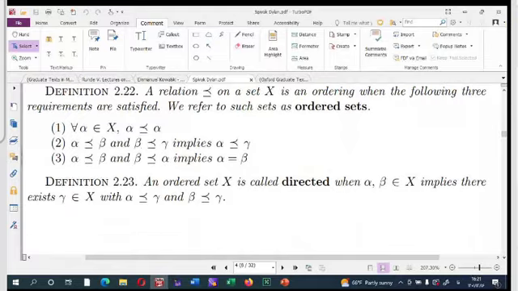So if this relation has these three properties, this relation is reflexive, and this relation is transitive, and this relation is antisymmetric. We say that this relation is antisymmetric.